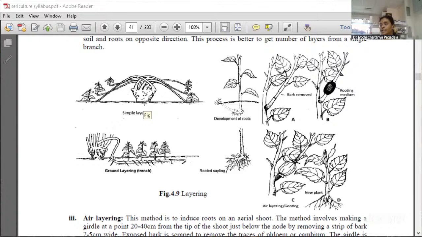Root initiation takes place at the bent and buried end. Within 2 to 4 months, it is then cut off from the mother plant and transplanted to grow individually. From here you can take a new plant, and from here you can take a new plant.